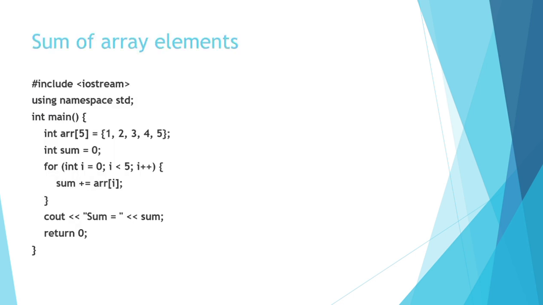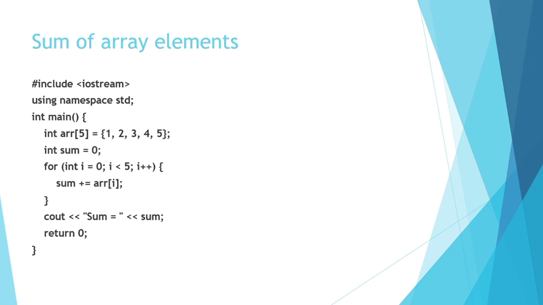Sum of array elements. The given C++ code snippet initializes an integer array, calculates the sum of its elements using a loop, and prints the result. Let's break it down step by step. First, an integer array ARR of size 5 is declared and initialized with the values 1, 2, 3, 4, 5. This means that the array stores 5 integers at consecutive memory locations. Then, an integer variable sum is initialized to 0. This variable will be used to accumulate the sum of all elements in the array.